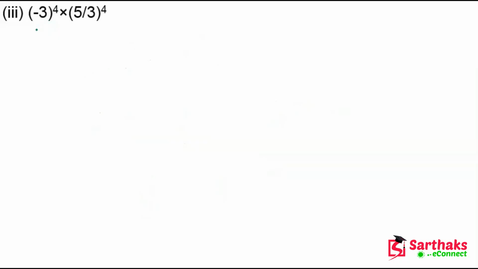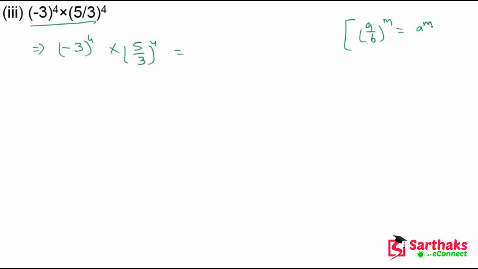Yes, now next we have minus 3 raised to power 4 into 5 upon 3 raised to power 4. Here we are using the law again: a upon b whole raised to power m, we can write as a raised to power m upon b raised to power m. So this will become minus 3 raised to power 4 into 5 raised to power 4 upon 3 raised to power 4.